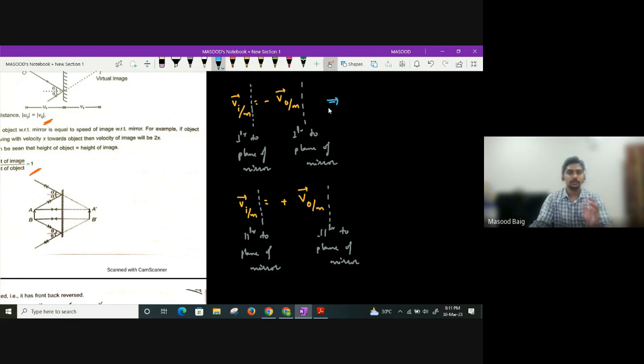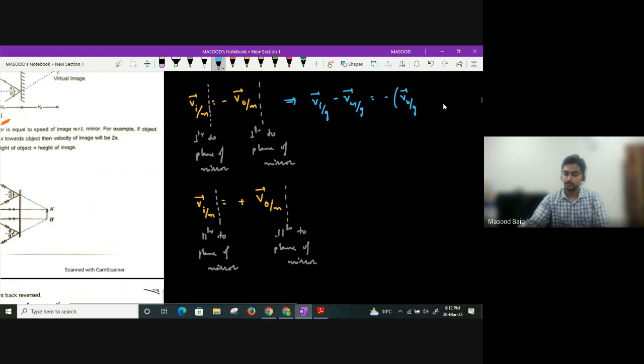I think whether first year or second year or long term students, you know the relative velocity concept. The velocity of A with respect to B is given as the velocity of A with respect to ground minus the velocity of B with respect to ground. As simple as that. How can you also write this? I can write it as the velocity of image with respect to ground minus the velocity of mirror with respect to ground should be equal to minus of the velocity of object with respect to ground minus the velocity of mirror with respect to ground. I hope this point is clear, everyone.